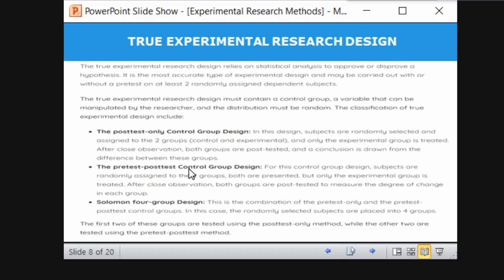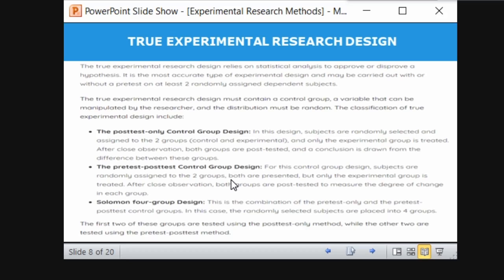It is a combination of both the post-test only and the pre-test post-test designs. That is nothing else; it is a combination of these top two. In this case the randomly selected subjects are placed into 4 groups. The first 2 of these groups are tested using the first method, post-test only, and the other 2 groups are tested using pre-test post-test. When you do it like this, it falls under the Solomon 4 group design.